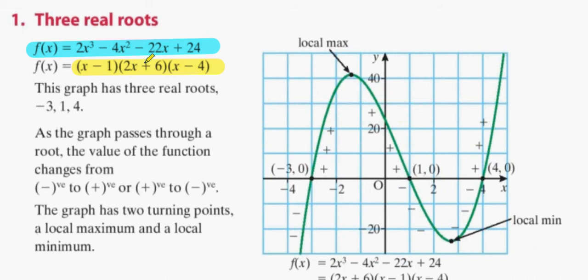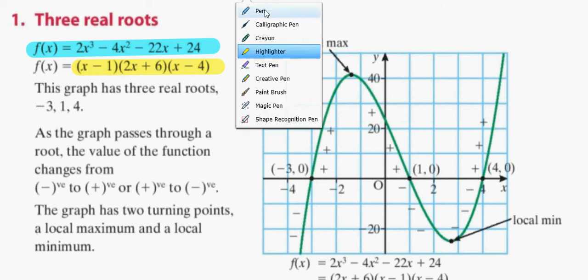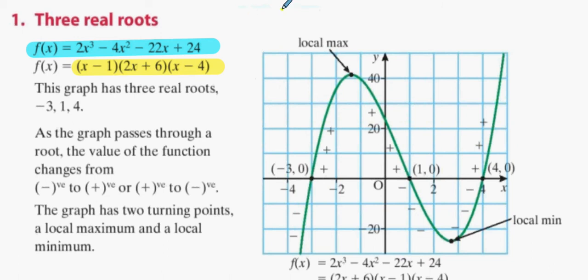Now, I'm not happy with that factorization. Can somebody tell me why I wouldn't be happy with that factorization? Look at the 2x plus 6 in the middle. What should I change that to? It should be x minus 1. It should be x minus 3. It should be x minus 4. And the 2 should be on the outside.